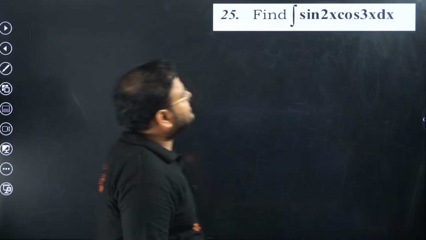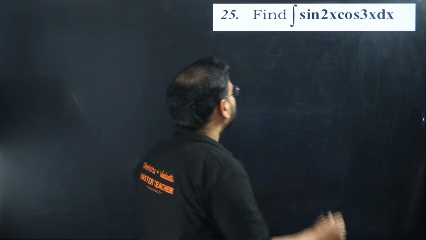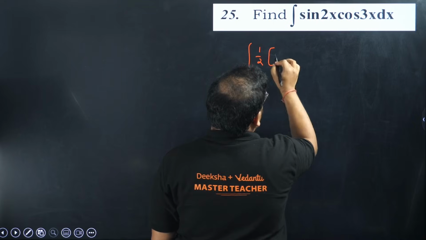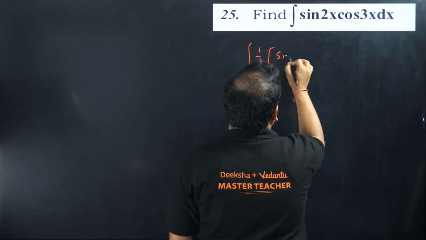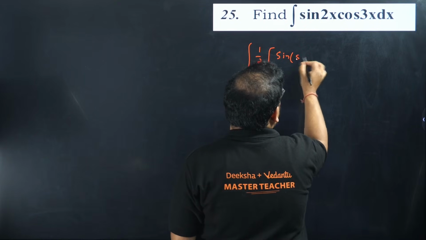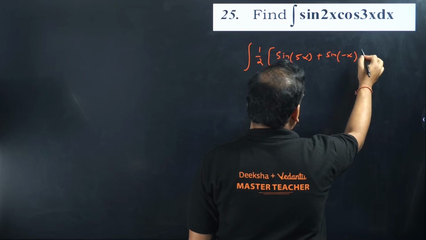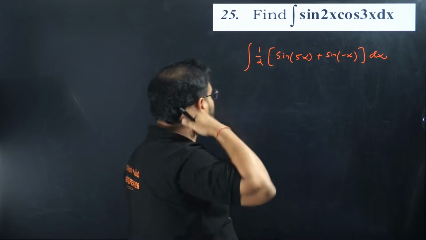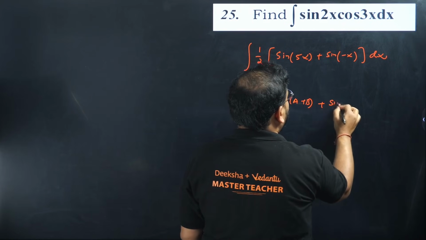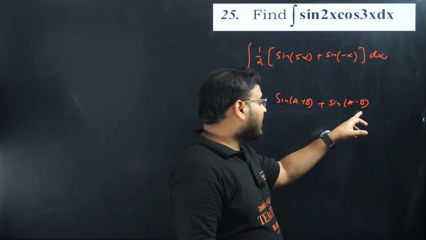25th one. Find the integration of sin 2x cos 3x dx. This is the formula of sin a cos b. So I have this result, if you remember, integration of 1 by 2 sine of a plus b and sine of a minus b, right? Sine of a plus b means 5x, and we'll have here plus sine of a minus b, so minus x. Correct? If you check here, sine of a plus b and plus sine of a minus b will give me sine a cos b, and over here you'll have sine a cos b again.